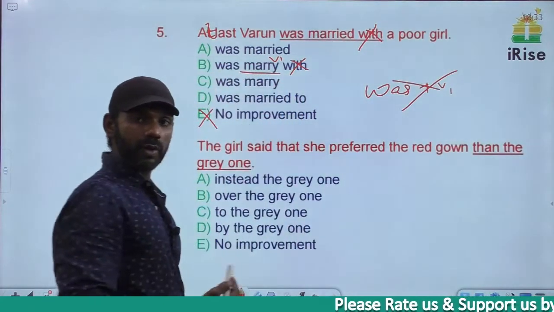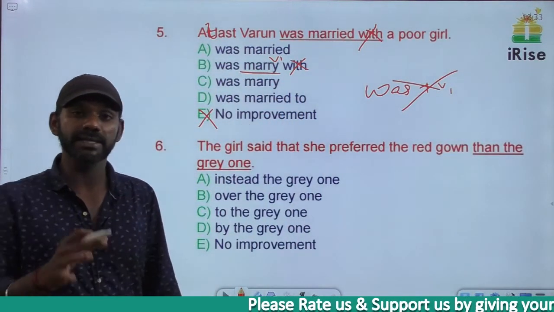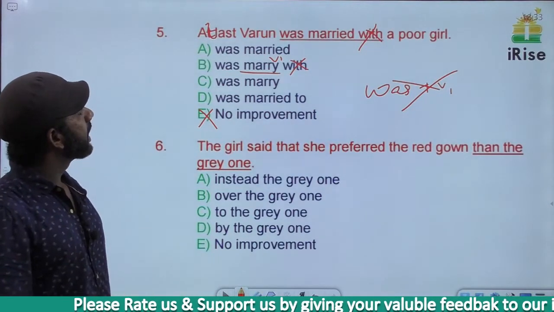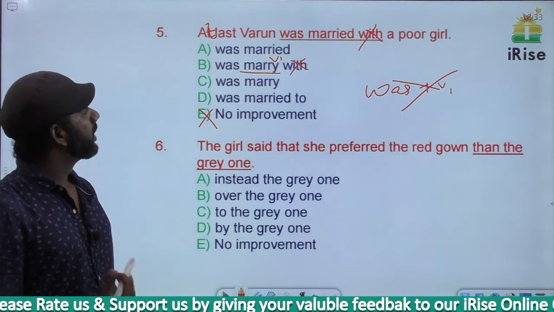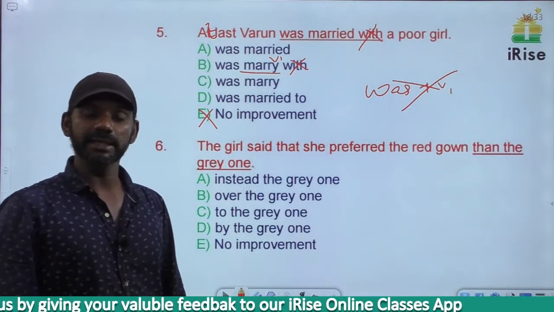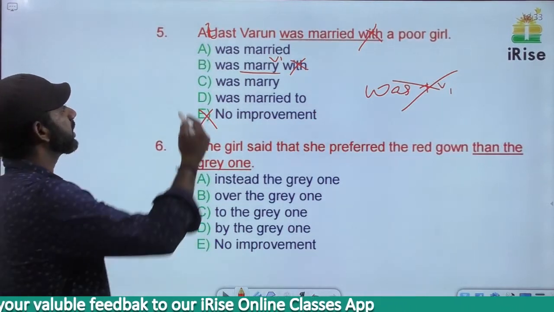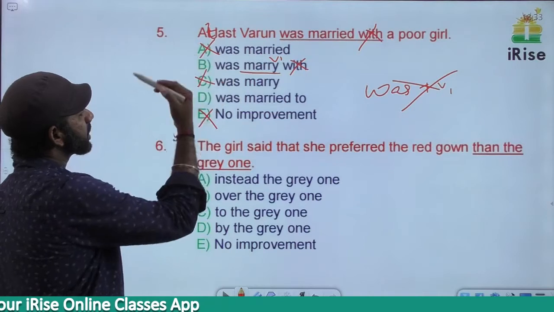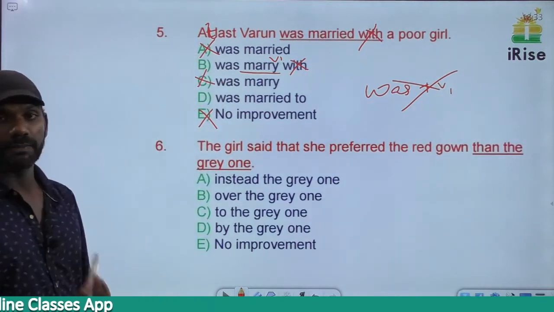It is always was plus V3, simple past in the passive voice. Option B is eliminated. Fine. At last, come to option A. At last, Varun was married a poor girl. What is missing here? A preposition is missing here. Option A is eliminated. C is eliminated because of the same reason I gave for option B.